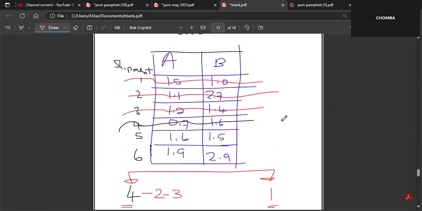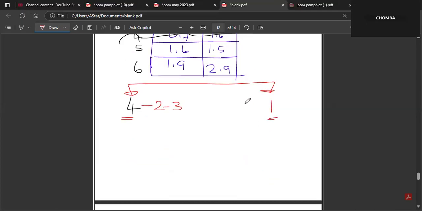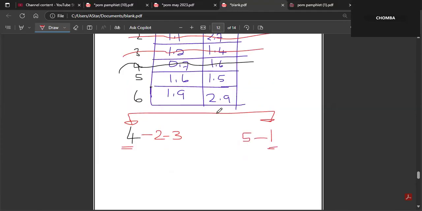Which one is the other remaining time for these ones? 1.5. So 5 is here, because it's a 5, this job. So 5 goes. Then the other remaining is 1.9. So 6 comes here. And then this is a job sequence. That's all. That's how we get a job sequence.